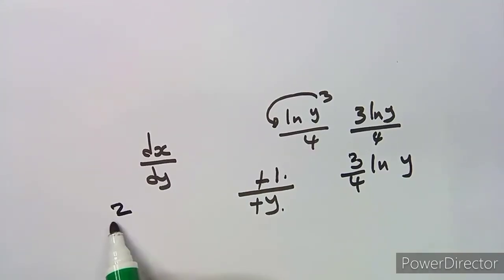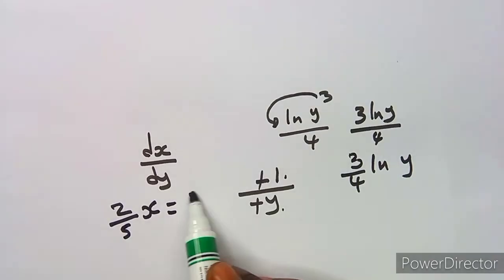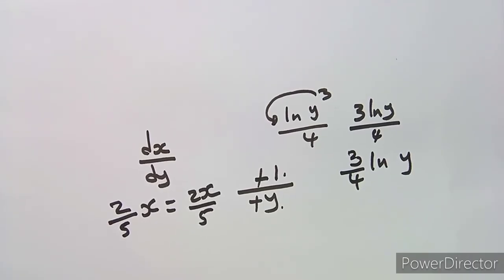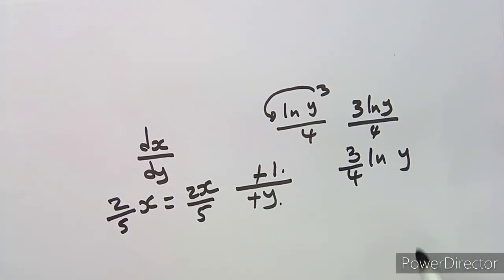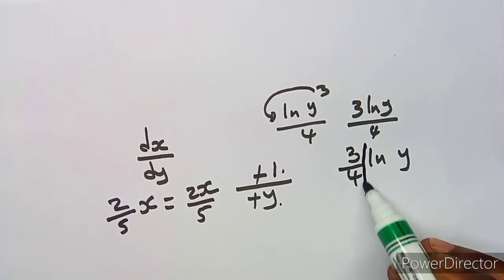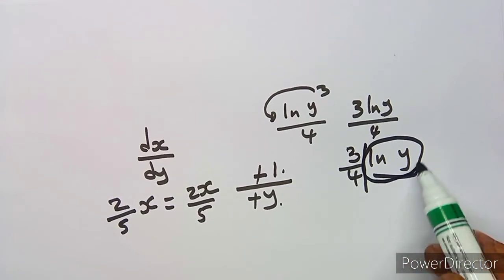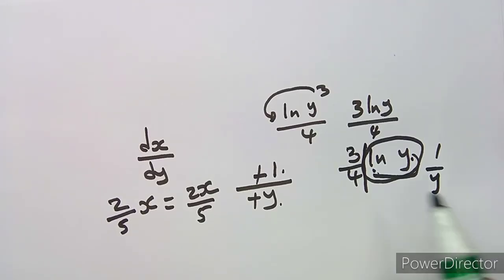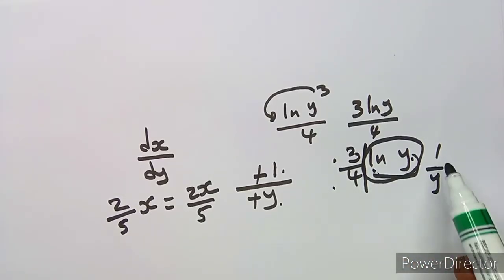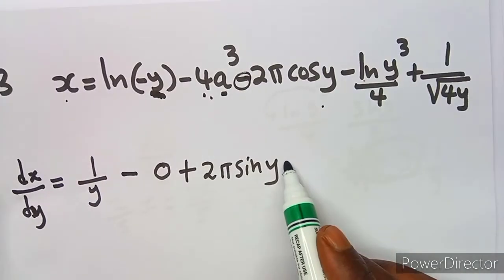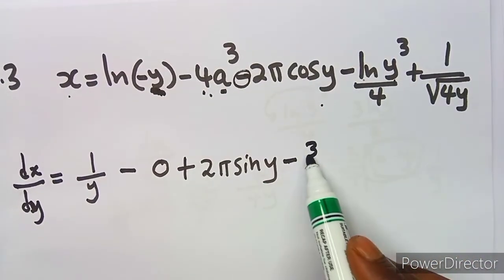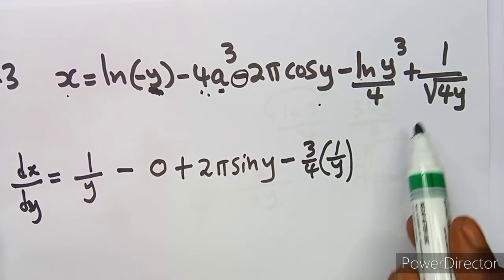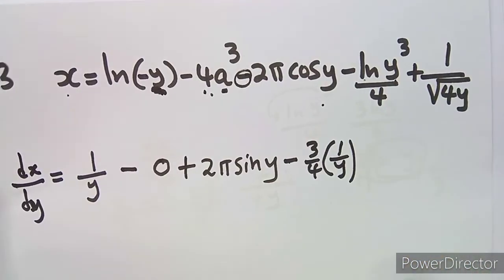Just as 2 over 5x is equal to 2x over 5, it's one and the same thing. You can actually rewrite like that. So if I can rewrite as 3 over 4 ln y, I can now find the derivative of ln, where I know that the derivative of ln y is going to give me 1 over y. So it's going to be 3 over 4 times 1 over y. Okay, so we are going to have minus, because there was a minus there, minus 3 over 4 times 1 over y, like this.